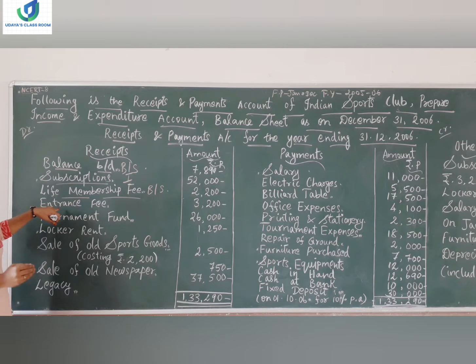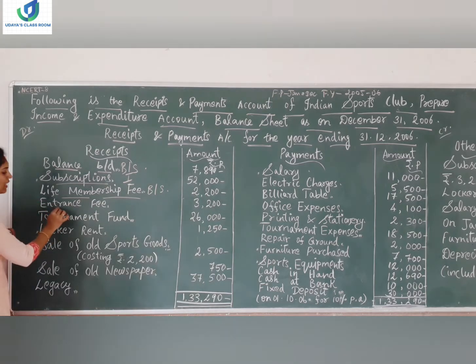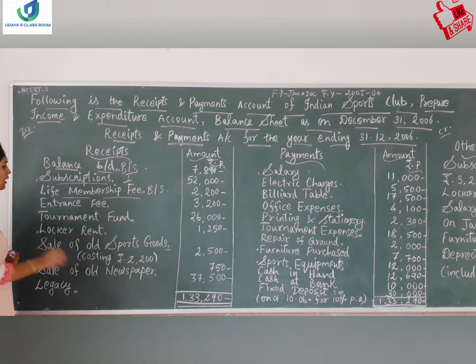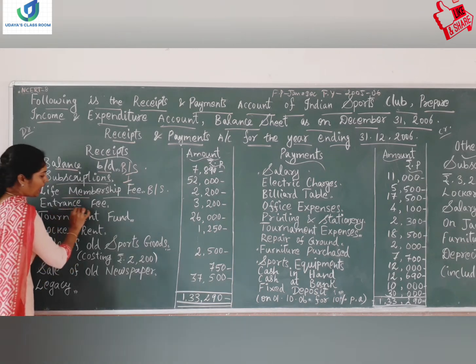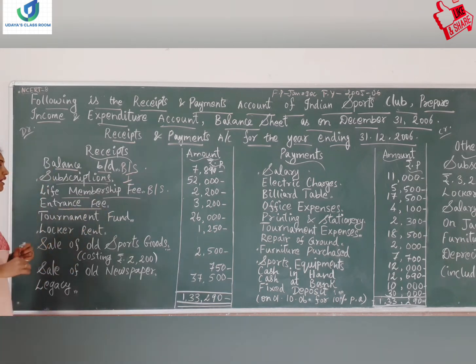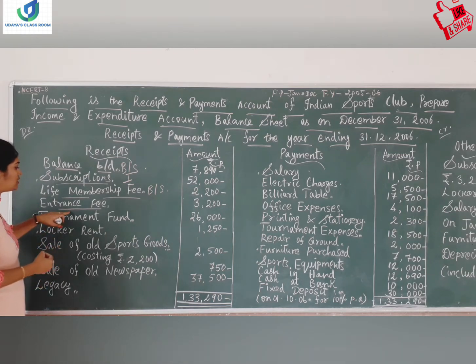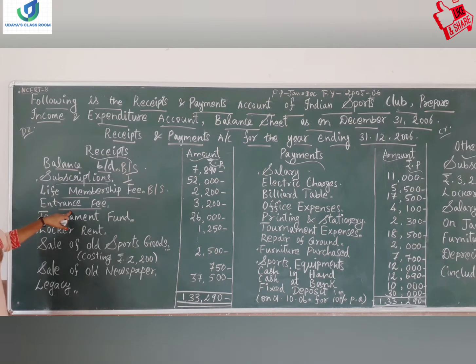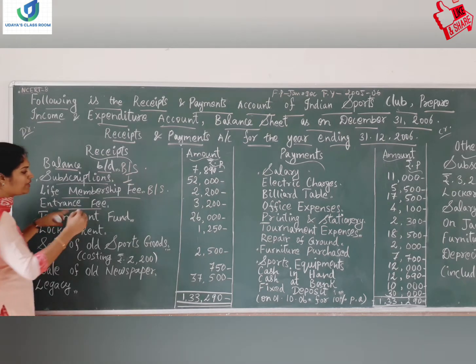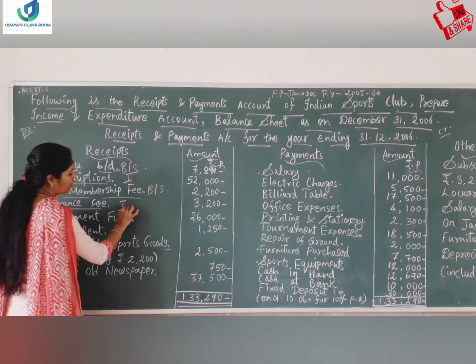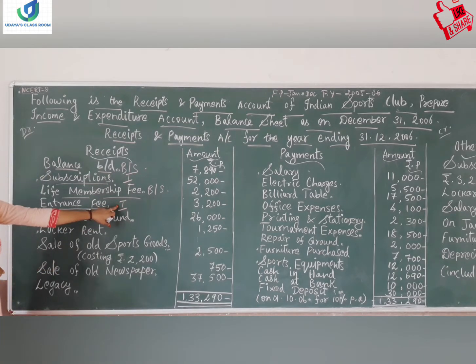Other than that, the normal entrance fee: if any member wants to become a member of the organization, he will pay the entrance fee and then he will become a member of the not-for-profit organization. So this is a receipt of the not-for-profit organization. It will be considered as income. So we will write it on the income side.